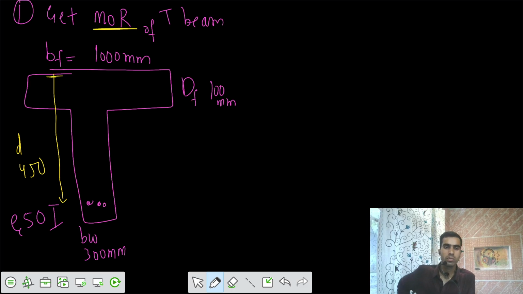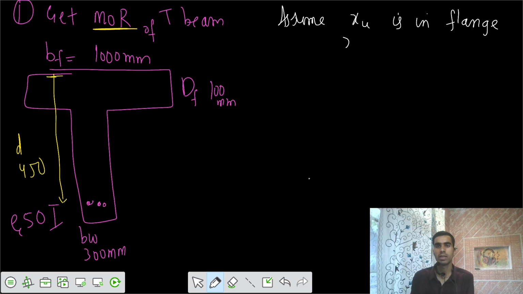Now we have to assume where the neutral axis is. So how can you start it? We first have to assume that the neutral axis is somewhere. Let's assume the first case: the neutral axis is in the flange portion, that is xu is less than or equal to df.